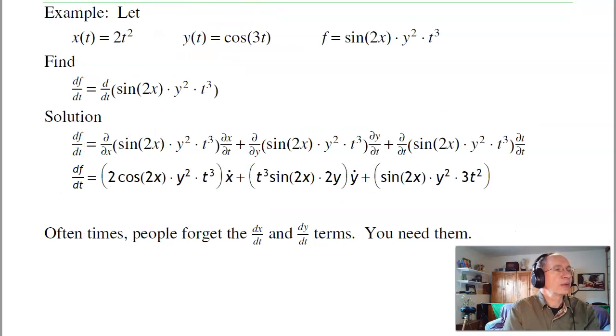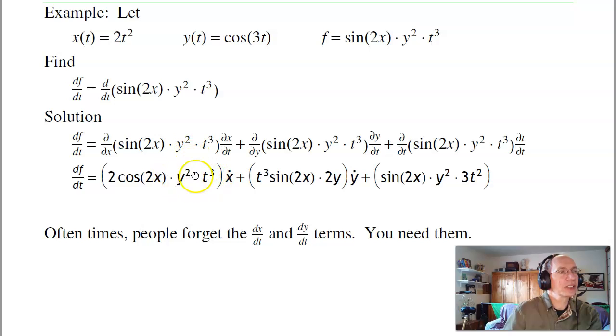As an example, suppose I have x as a function of time, y as a function of time, and I've got my function f is 2 sine of x, y squared t cubed. Now find the full derivative of f with respect to t. To do that, I would use partials. It's the partial of f with respect to x times how fast x is changing, plus partial with respect to y times how fast y is changing, plus partial with respect to t, and how fast t is changing, del t is just 1. The partial with respect to x, everything that's not x is a constant.